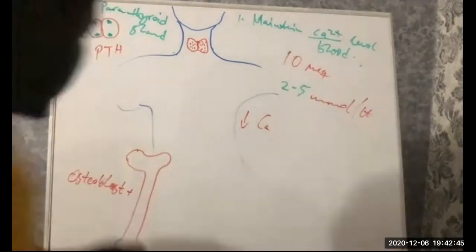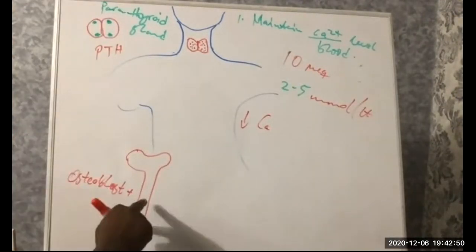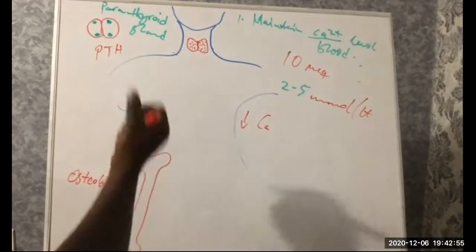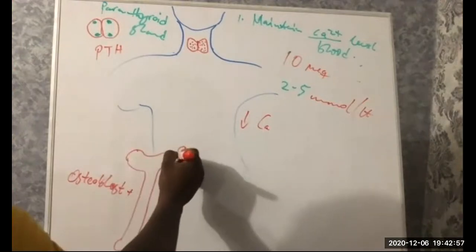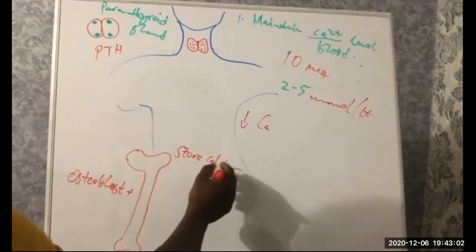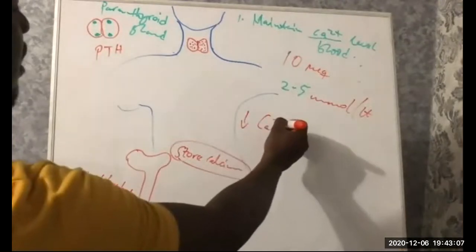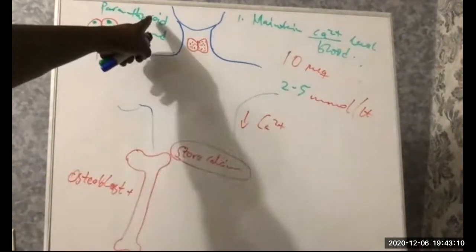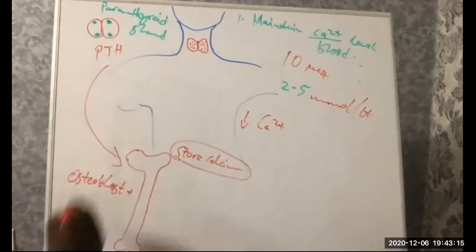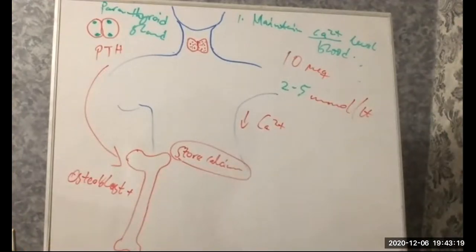Now come back to the bone. First of all, because mineralization occurs, the bone becomes hardened. So the bone becomes a store of what? Calcium. So whenever calcium level goes down, the parathyroid gland will release parathyroid hormone. That parathyroid hormone has to come to the bone, and the bone will now release a lot of calcium.